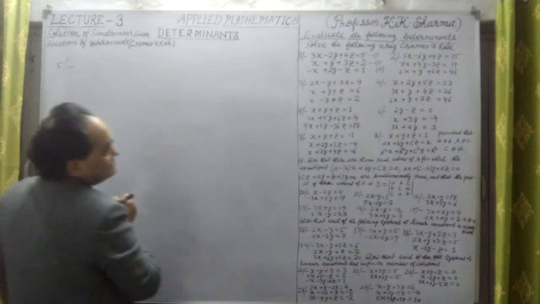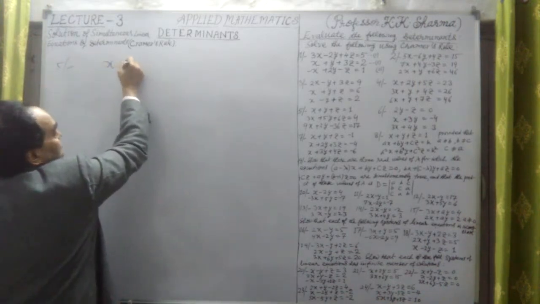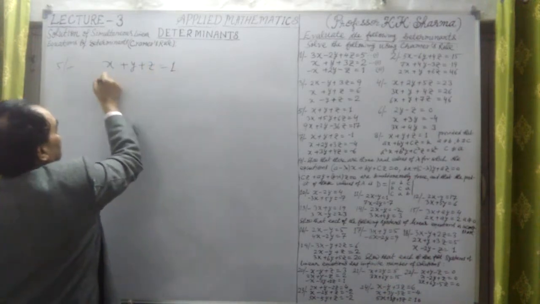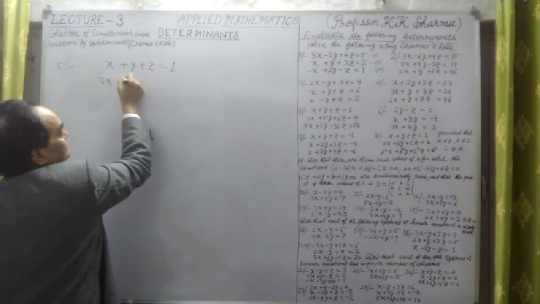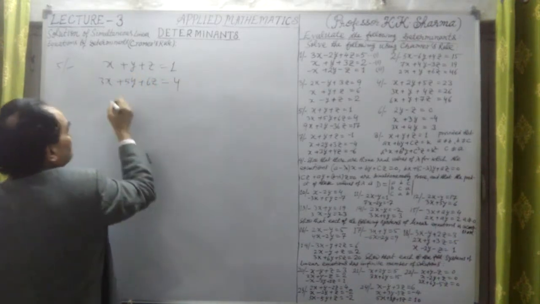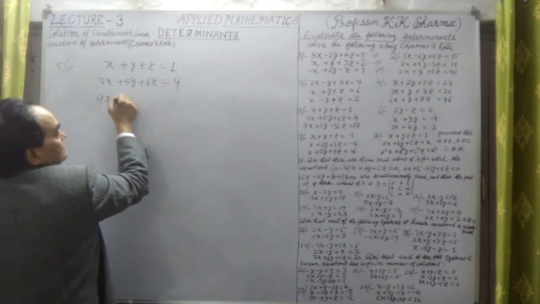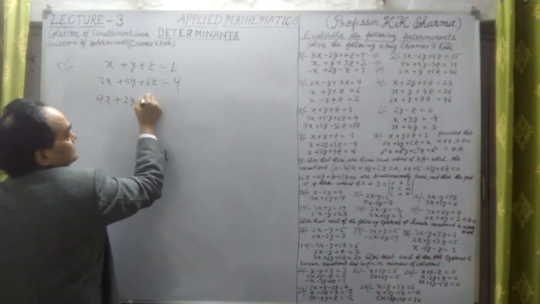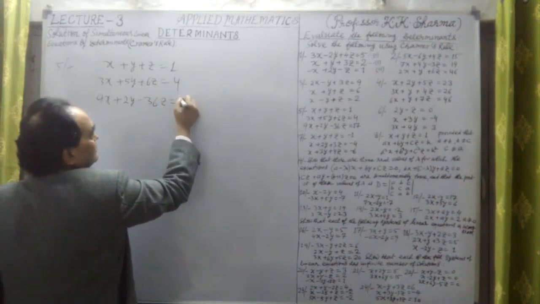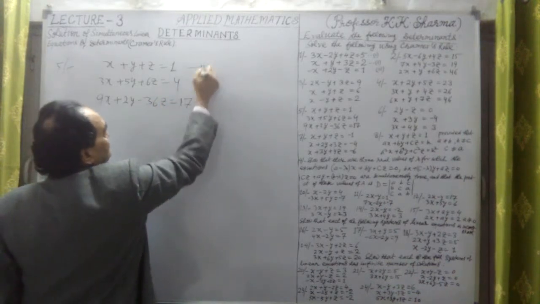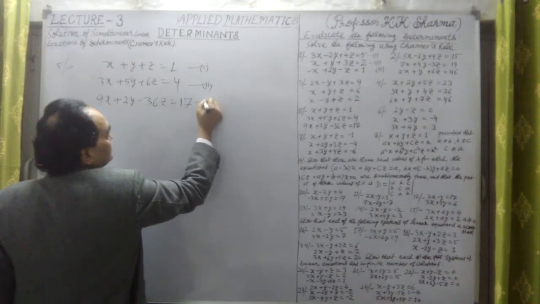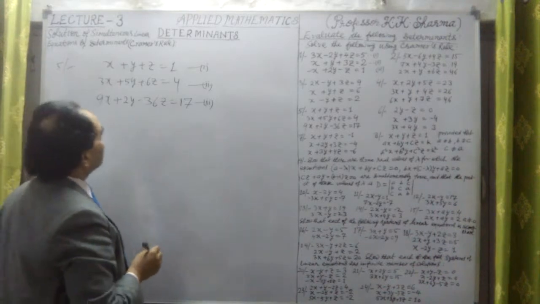Now, what is question number 5? It says, first equation: x plus y plus z equals 1. And 3x plus 5y plus 6z equals 4. Then 9x plus 2y minus 36z equals 17. This is the first equation, second equation, third equation. Okay, so these are the three equations here.